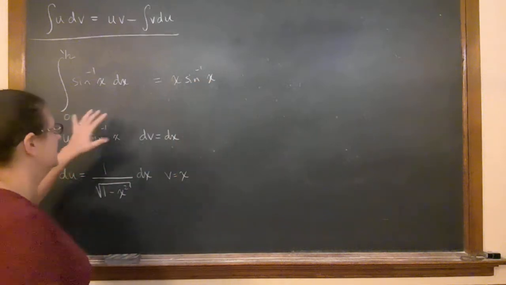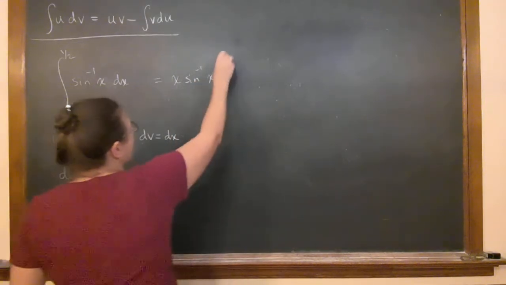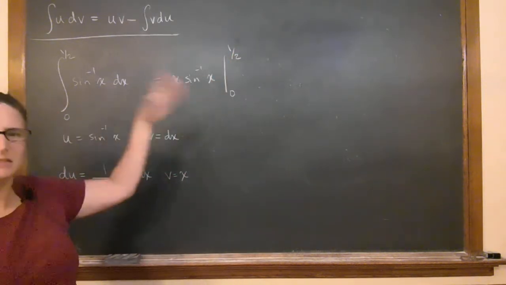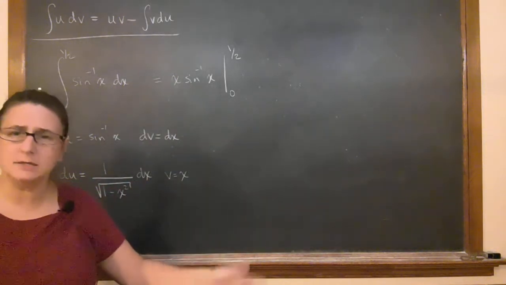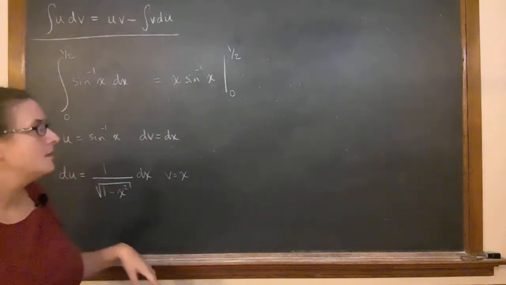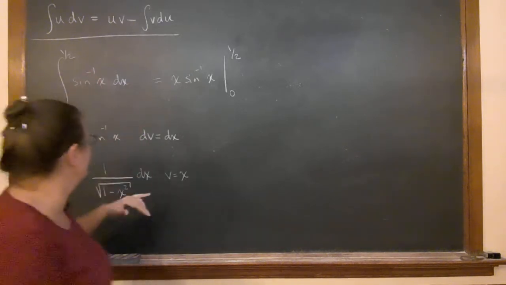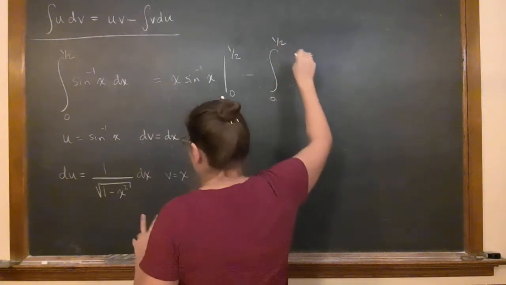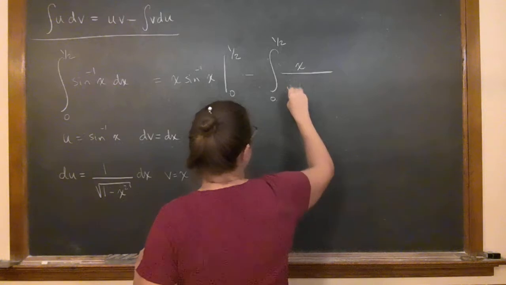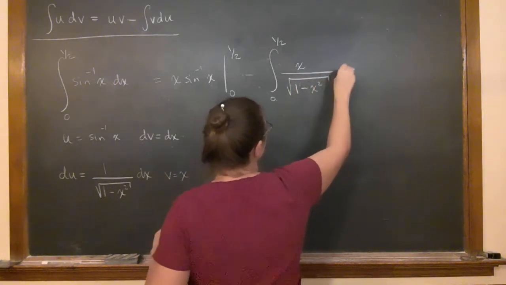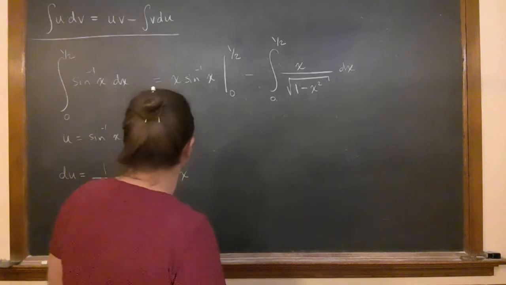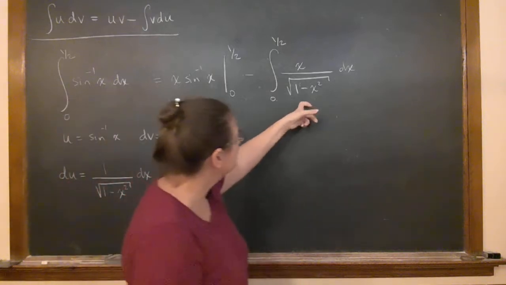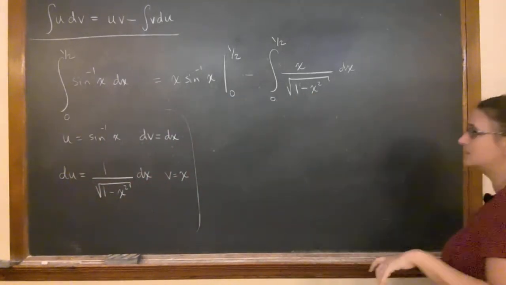Now I've integrated this, so I can go ahead and evaluate here on my limits, or I can just keep that and evaluate them all at the end. Either way, it doesn't matter, because the limits are going to be the same, right, for both integrals. So then I have minus the integral from 0 to 1/2 of x times this guy dx. Okay. So what about this guy? Now I'm saved, though. This is not a hard integral to do.